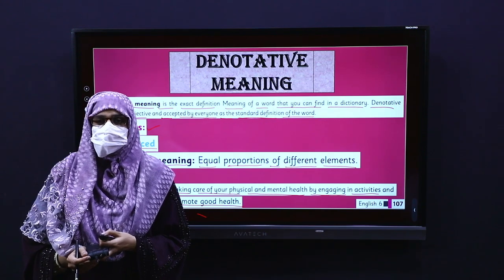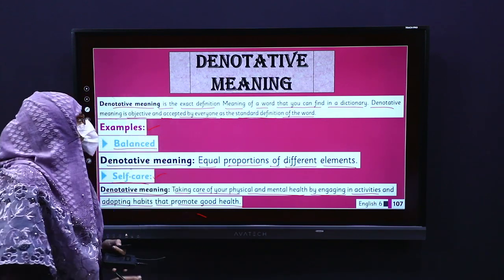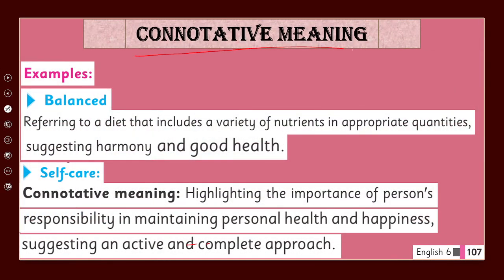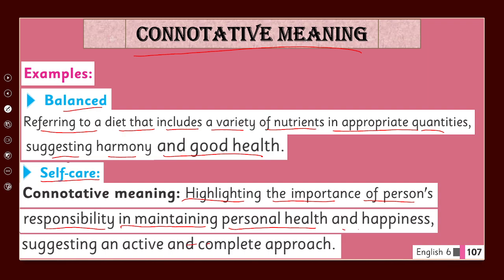Now, let's learn about the connotative meaning. Connotative meaning. इसकी examples हैं referring to a diet that includes a variety of nutrients in appropriate quantities, suggesting harmony and good health. और यहाँ पे self care का मतलब है highlighting the importance of person's responsibility in maintaining personal health or happiness, suggesting an active and complete approach.